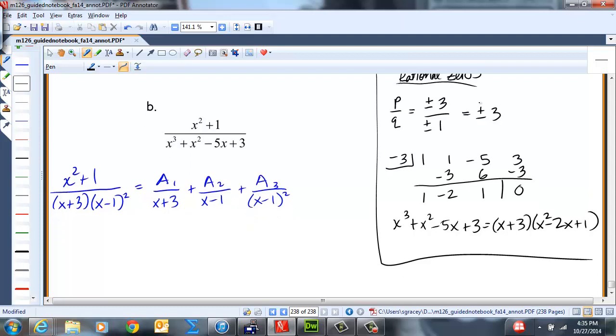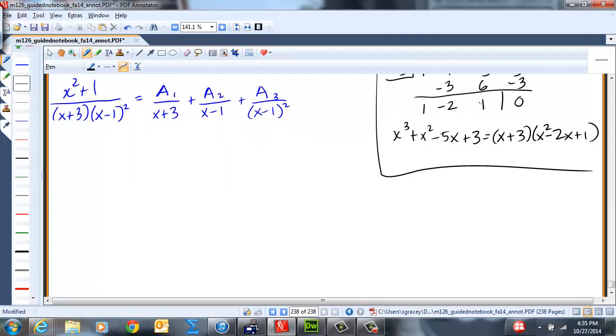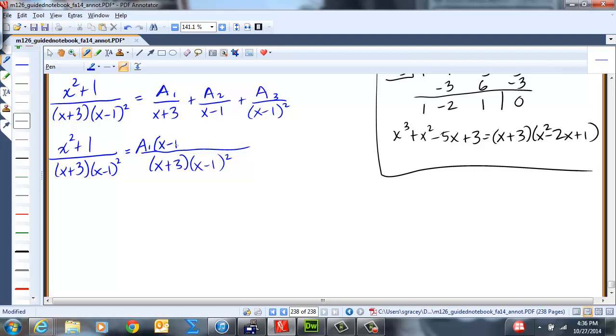Okay. So now, here we go. We have (x squared plus 1) divided by (x plus 3) times (x minus 1) quantity squared. So we'll have x plus 3 times x minus 1, the quantity squared. So A1 is missing the x minus 1 quantity squared. A2 is missing the x plus 3 factor. And A3 is missing the x plus 3 factor.